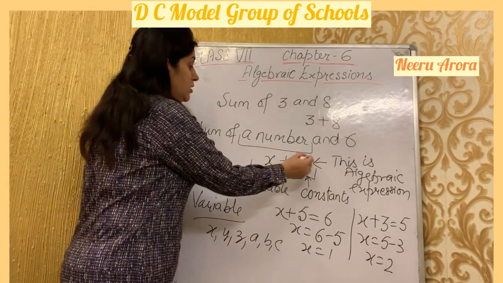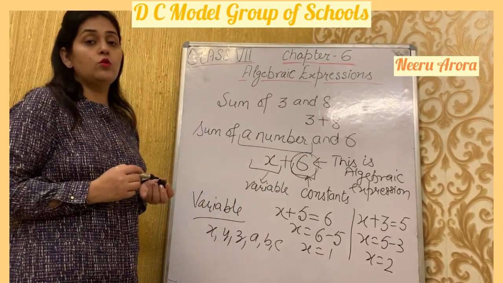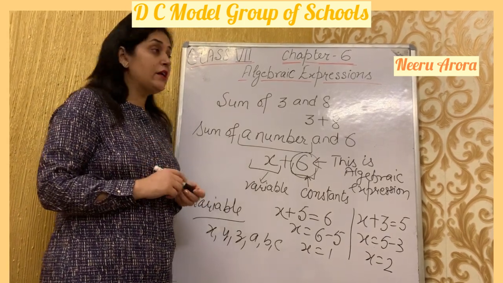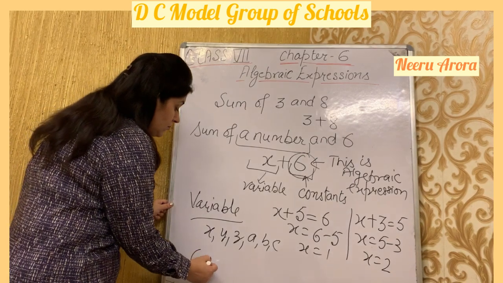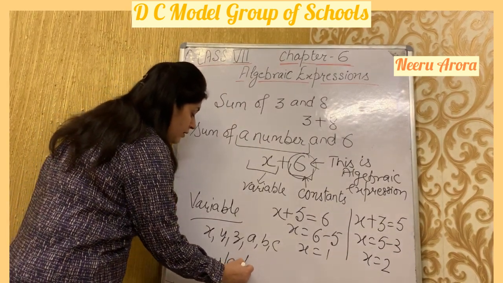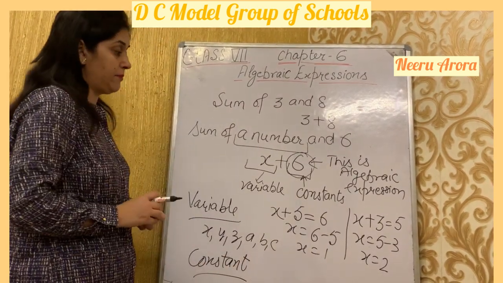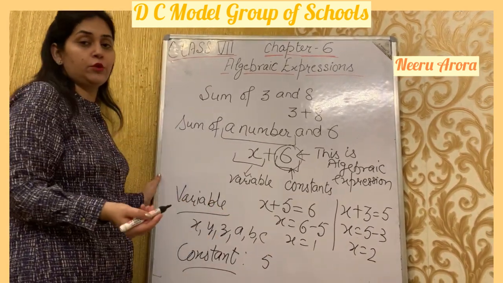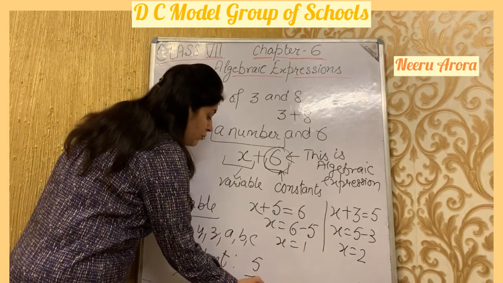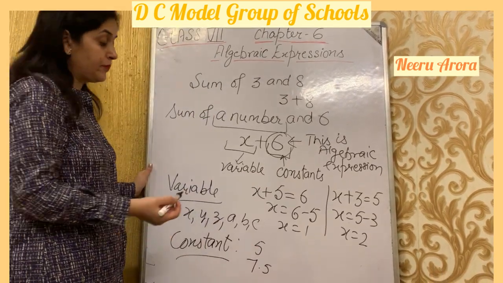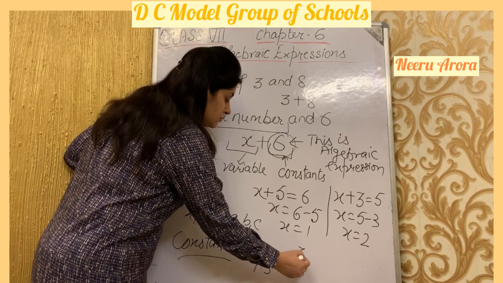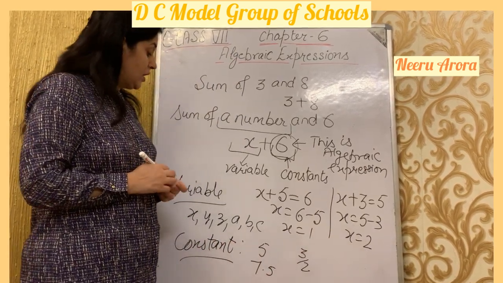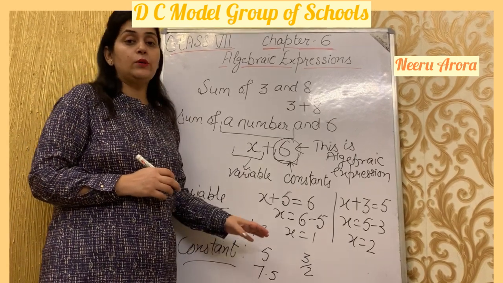Now what is constant? Constants are those who have fixed value. Constants are those who have fixed value, whose value remain same. Suppose 5. 5 is equal to 5 only, it is fixed. Suppose 7.5, it is fixed. 3 by 2. 3 by 2 is equal to 3 by 2. We cannot change its value. So these are known as constants whose value is fixed.